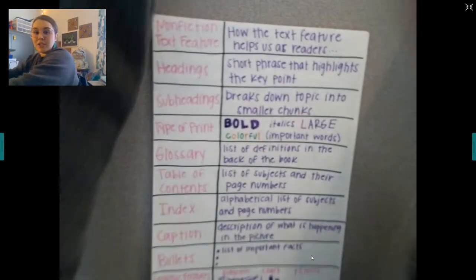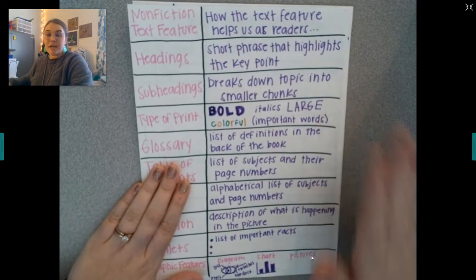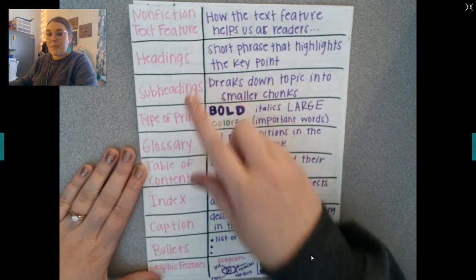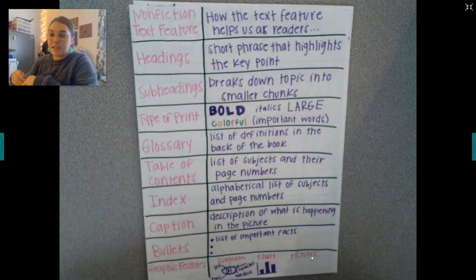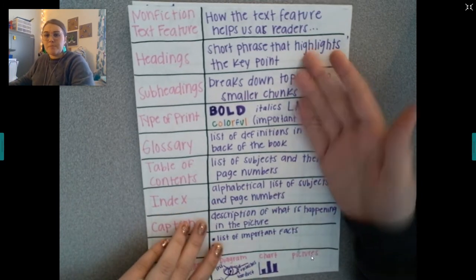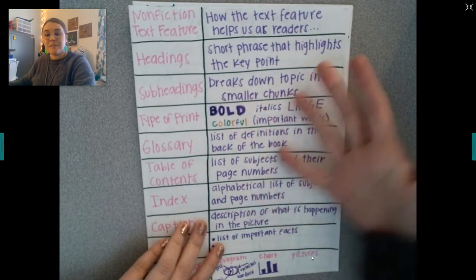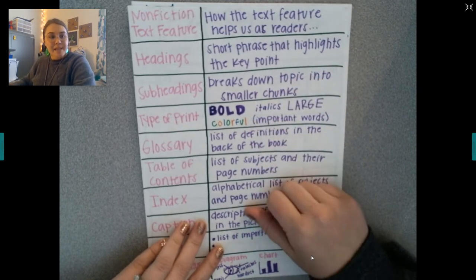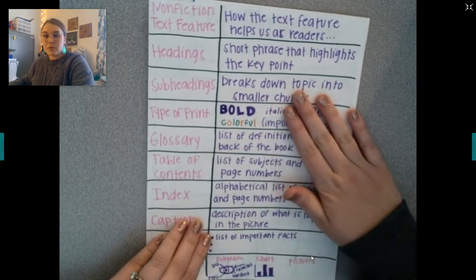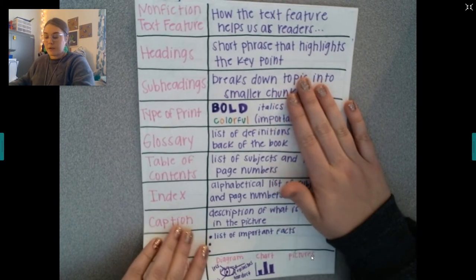So let's talk about text features. Text features are like the headings, the subheadings, type of print. Those are the things that you see that help you know that it is nonfiction. So also they help us as readers because they highlight some key points. They break up the text. They help us find things in the book. Text features are absolutely great, and that's how we know it's nonfiction.